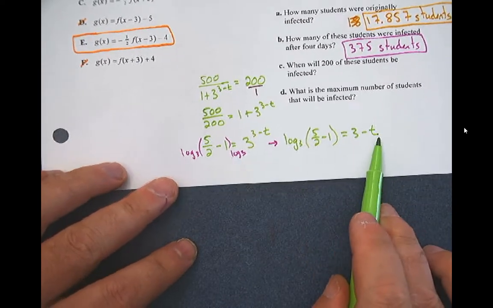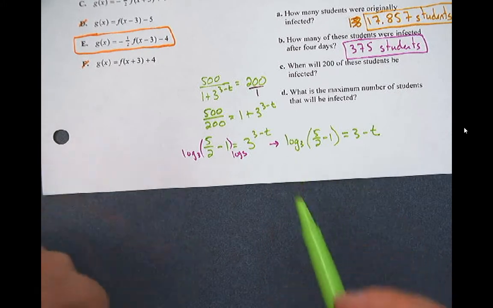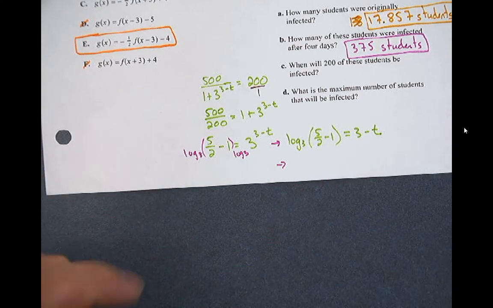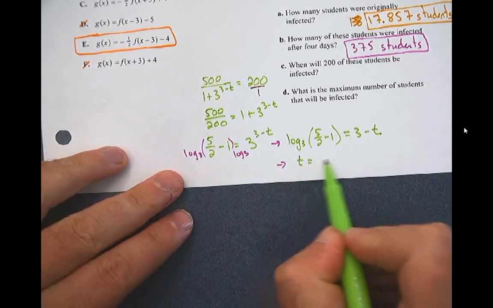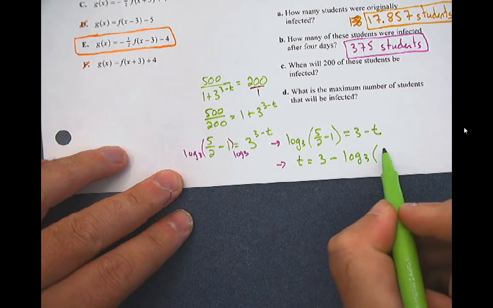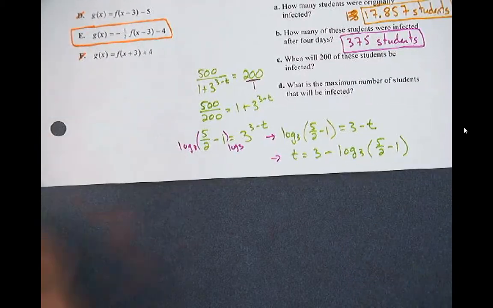I'm going to do a double move here. I'm going to bump the t over here, and I'm going to take all this stuff and bump it over there. And so I would then have the statement t is equal to 3 minus the log base 3 of 5 over 2 minus 1. So you could solve this using algebra.